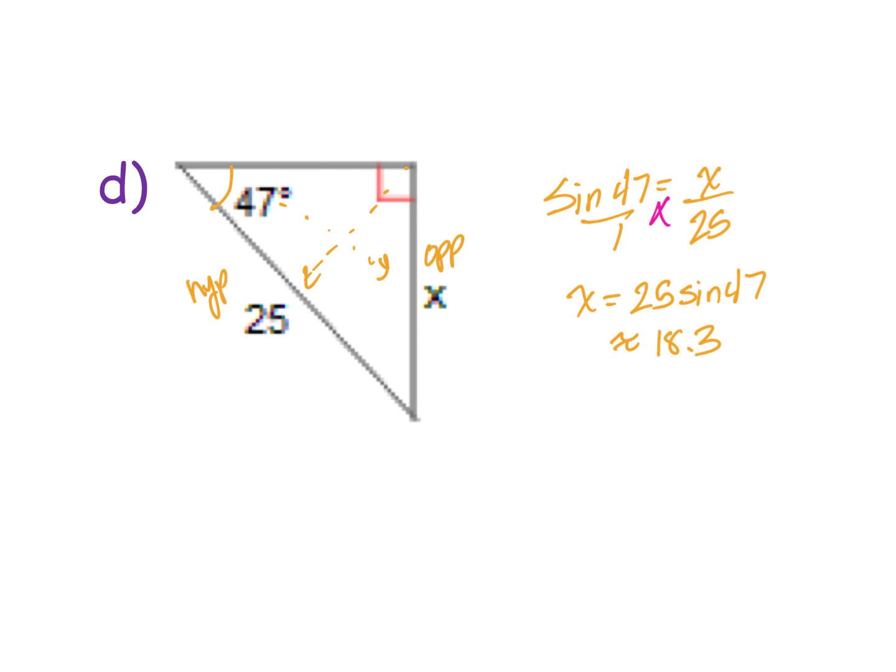Okay, so there's letter D. 18.3 should be letter D. Okay, there we go. That's how we decide if it's mixed. You just figure out what sides you have and then choose your function from there and then do what we've been doing for the last 3 days.